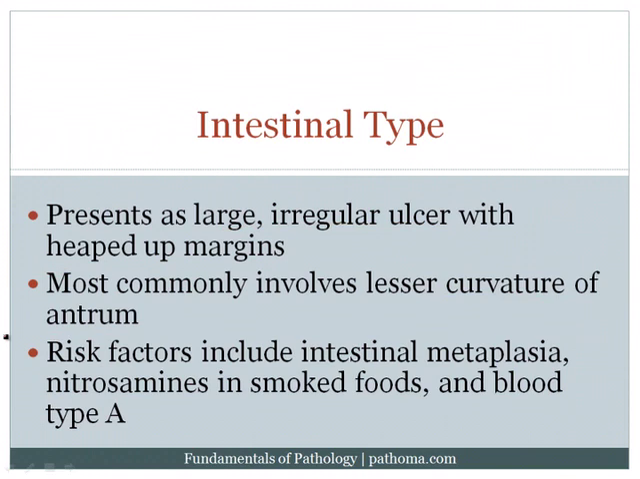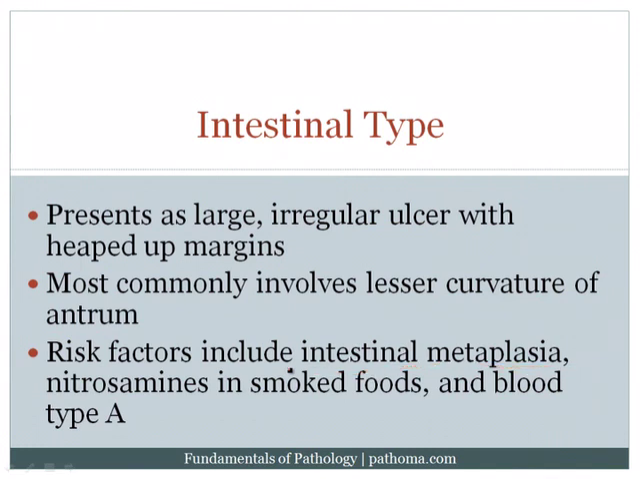The risk factors for the intestinal type include intestinal metaplasia. Of course, that's very straightforward, because intestinal metaplasia would give you the intestinal type. Now let's go back and remind ourselves, what are things that would give you intestinal metaplasia? Well, number one, chronic autoimmune gastritis gives you intestinal metaplasia, and number two, chronic H. pylori gastritis gives you intestinal metaplasia. So those are the two key risk factors.